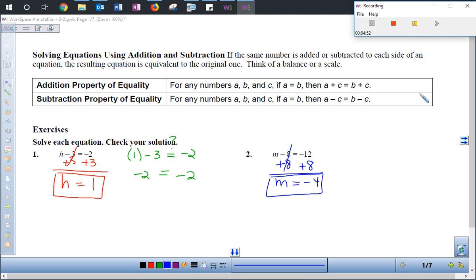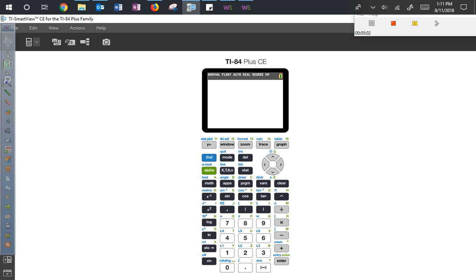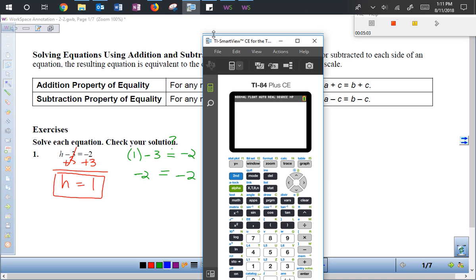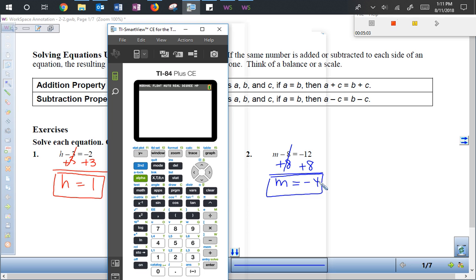Now, to check our solution, you can write it out like this to make sure, or what we can do is we can use our calculator. So if I get out my calculator, I have the equation m minus 8 equals negative 12. So I want to substitute in for m this negative 4. So I put parentheses around the negative 4, and then I substitute it in. So m minus 8, but I want parentheses negative 4 minus 8. And if we did it correctly, we should get a result of negative 12. And we do, so we're okay.